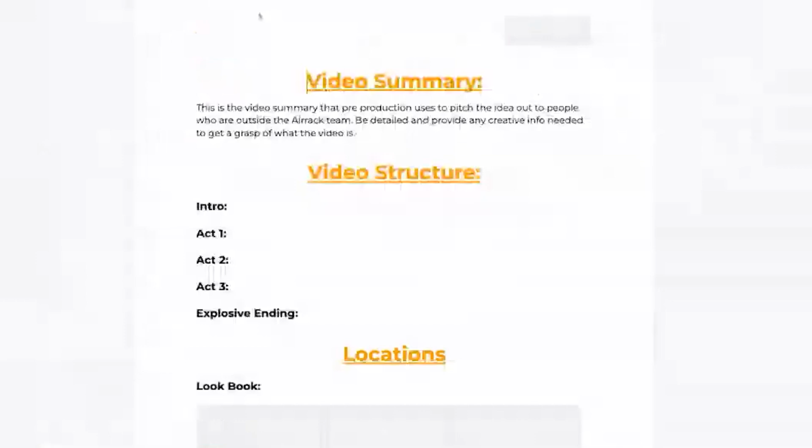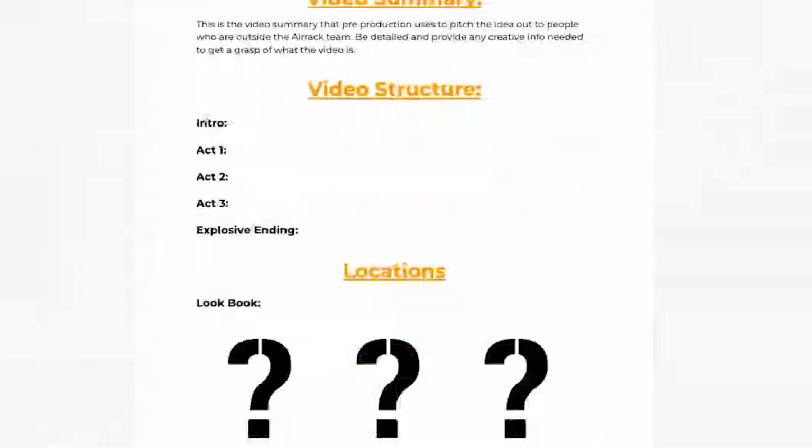So we have creative brief templates and all this stuff. So we'll have a video summary, the video structure, right? Intro, act 1, act 2, act 3, locations. And this looks a lot different now. Location description, location backups, major props.